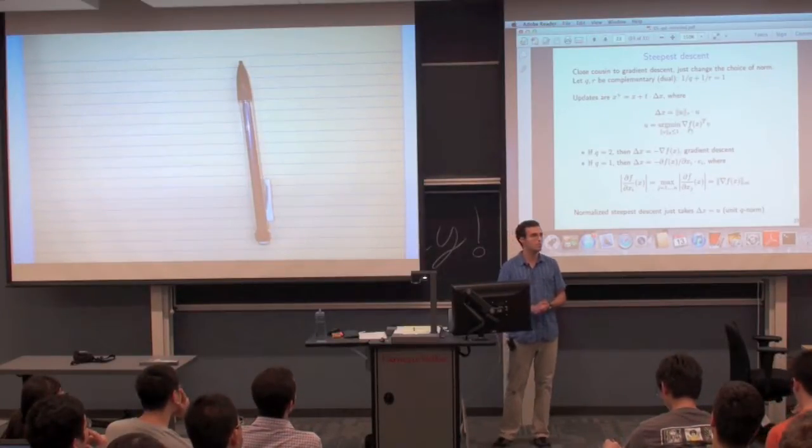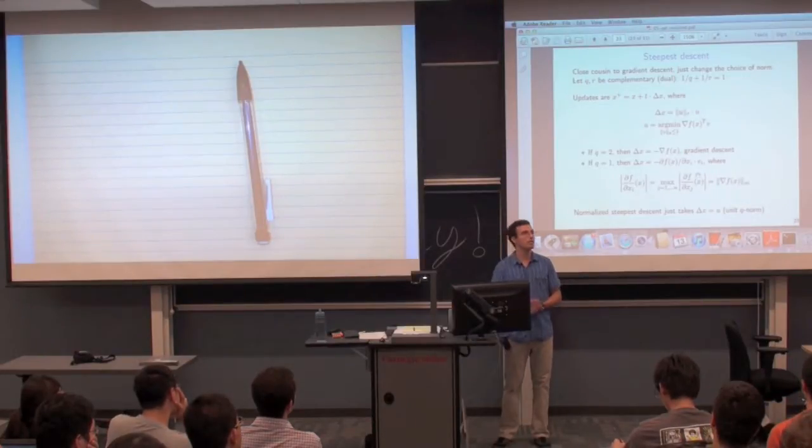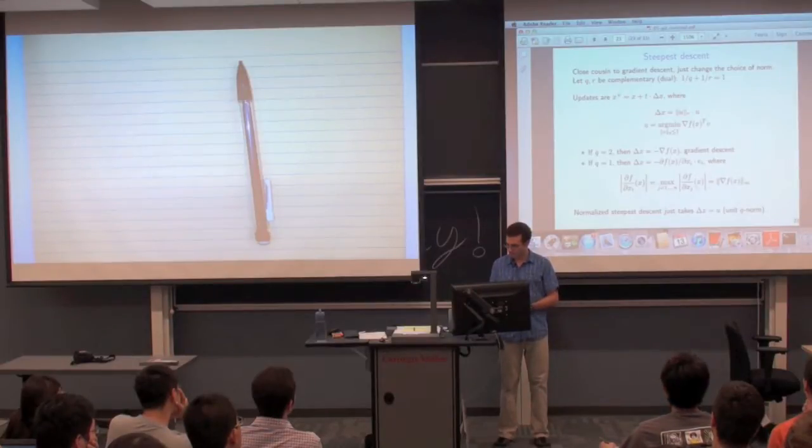It's a special case of steepest descent. And we also looked at the case when q was 1, and I claimed that this was true. You can go home and check this. Today we're going to actually learn subgradients, so we're going to be able to prove this more rigorously.